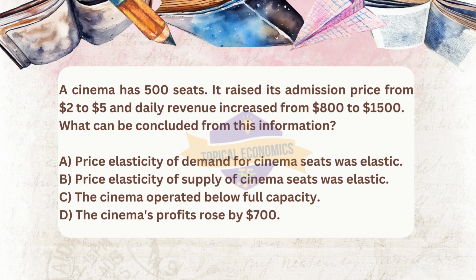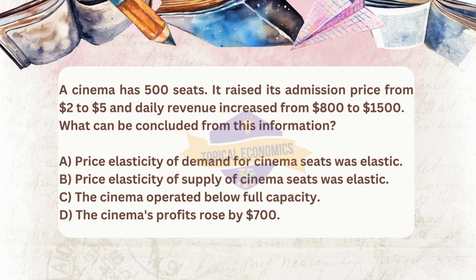A. Price elasticity of demand for cinema seats was elastic. B. Price elasticity of supply of cinema seats was elastic. C. The cinema operated below full capacity. D. The cinema's profits rose by $700. This question is from year 2022 May-June version 3 paper. The correct answer for this question is C.